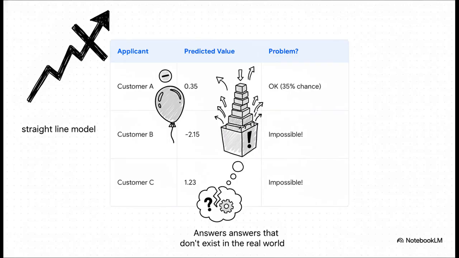This right here shows you exactly what goes wrong when we try to force a straight line model to do this job. We get results that are pure nonsense. I mean, look at customer A. Okay, a 35% chance of default, that seems reasonable. But customer B, a negative 15% chance? What does that even mean? And then there's customer C with a 123% chance of default. You can't be more than 100% sure of anything. The model is spitting out answers that just can't exist in reality.